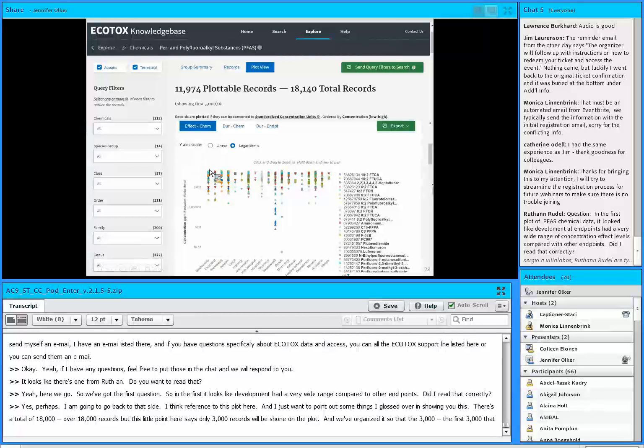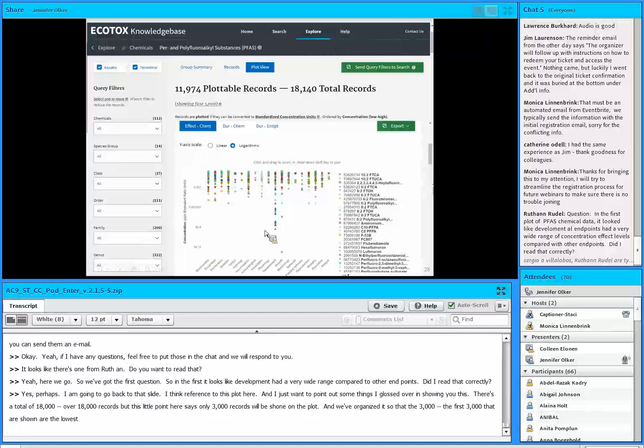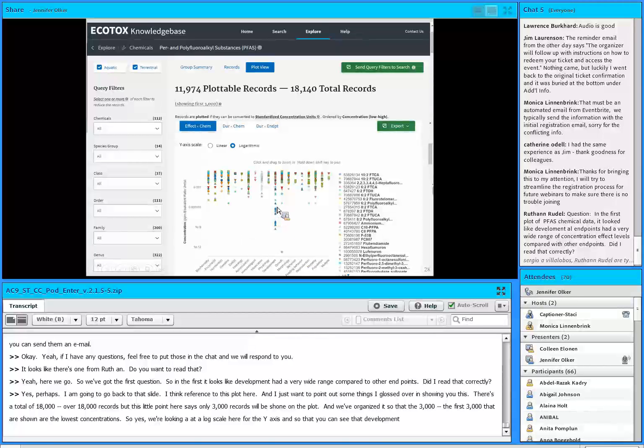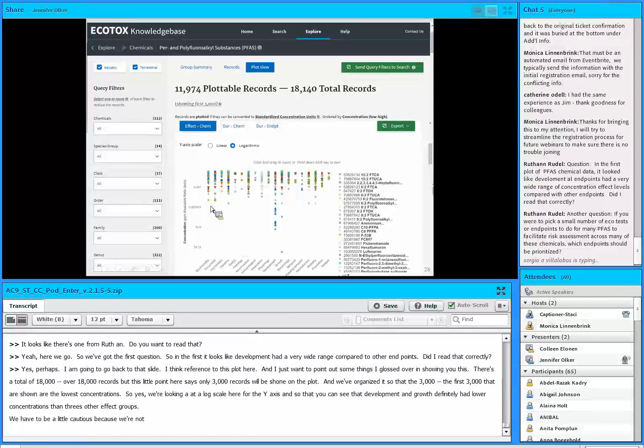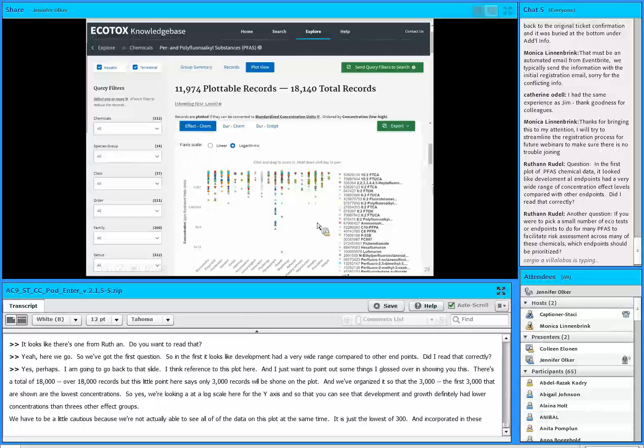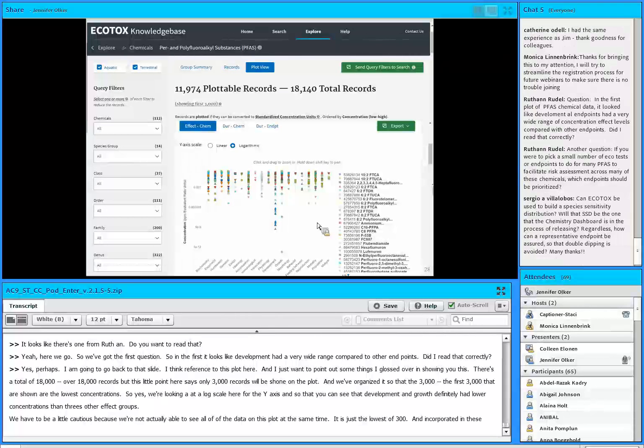So yes, we're looking at a log scale here for the y-axis, and so you can see that development and growth definitely had measurements taken at lower concentrations than these other effect groups. Definitely reading that right, but you have to be a little cautious because we're not actually able to see all of the data on this plot at the same time. It's just the lowest 3,000. And incorporated in these points, these could be low effect, they could be no effect, so that we're including no effect data as well as effect data.